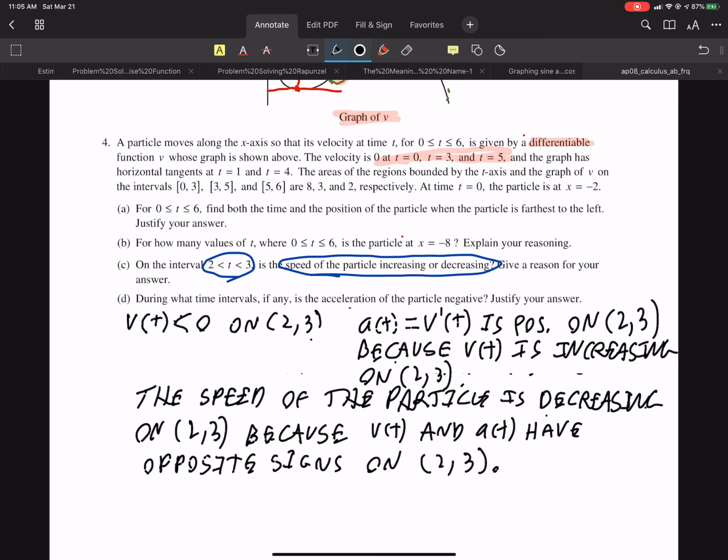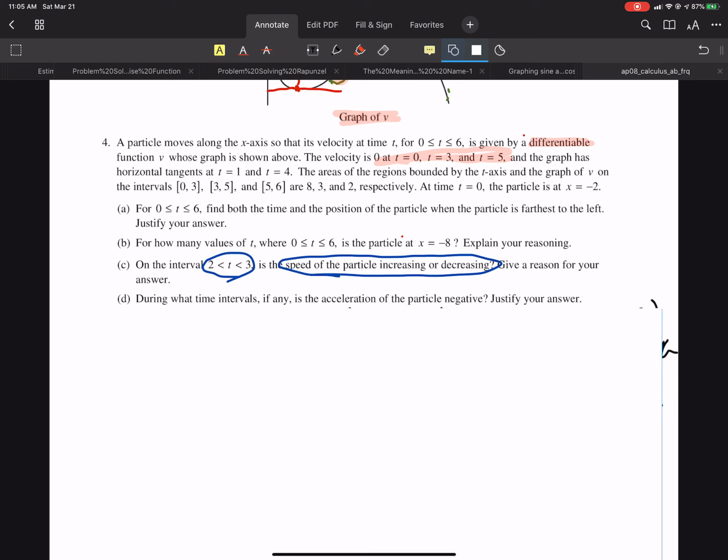Bam. Okay, we have to deal with one more problem. Hopefully, I can get through this without too many more weird things happening. I am again going to try to cover this with a box. I think that's where all my problems are stemming from. When I erase it, something weird is happening. During what time interval, if any, is the acceleration of the particle negative?